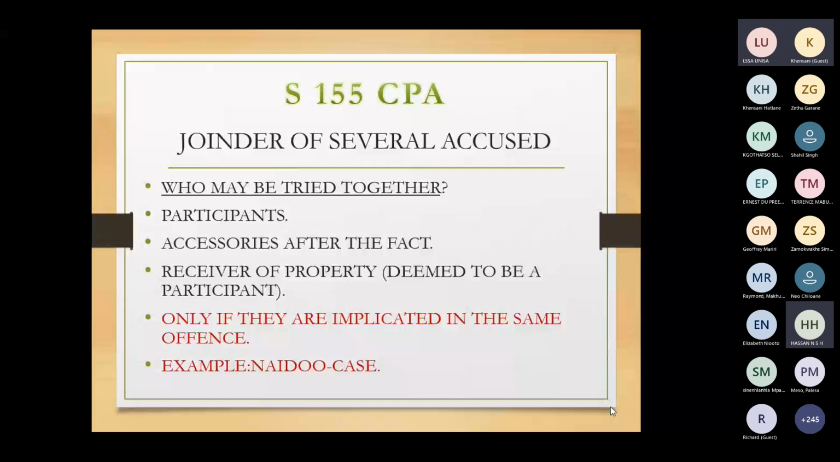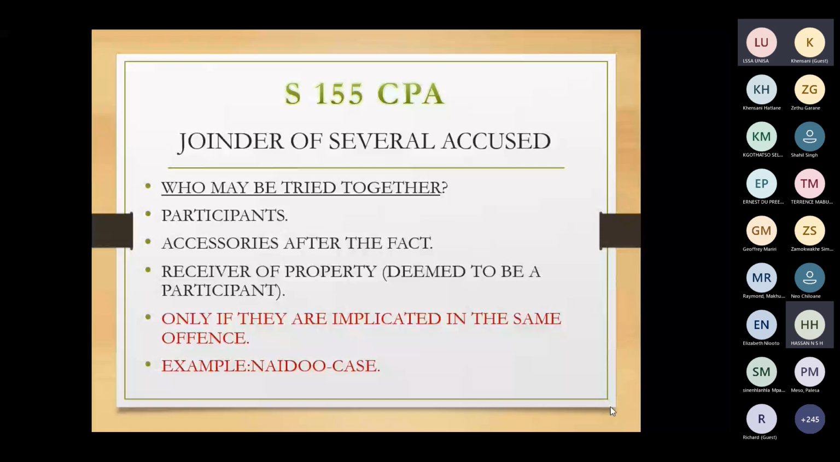So now we are proceeding with joinder of several accused. If there is more than one person who participated in the commission of the offense, they can then be joined together and stand one trial. If there is so-and-so and his friend or whoever, then all these people can be joined together in one trial.